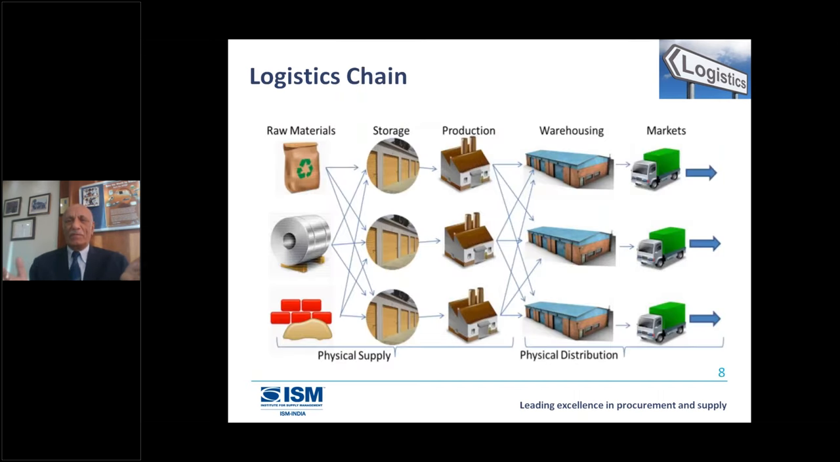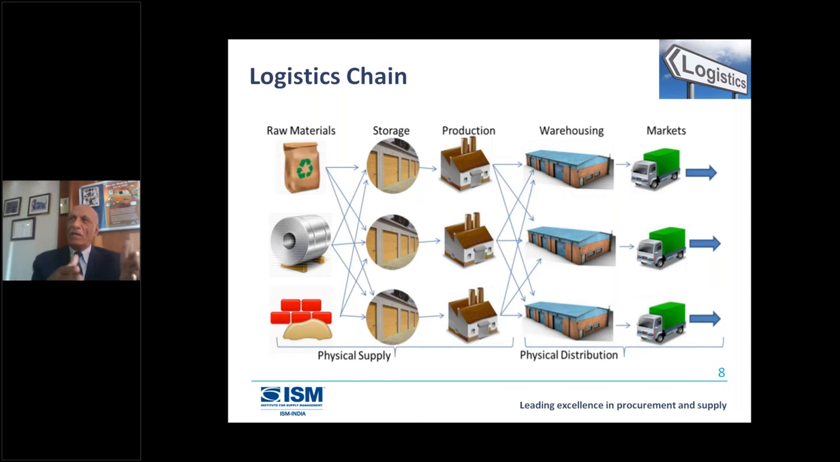If you look at the chain, some of them may think it is more like a supply chain, yes, but it is covering the logistics part only. The logistics covers the raw material part, goes to storage. From storage it goes to production. From production, I make the finished thing, might be pipes or maybe sheets, goes to the warehouse, and from warehouse goes to market, to the customer. So that's my logistic chain.